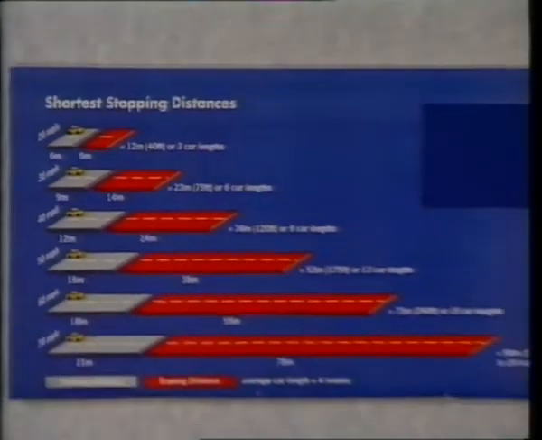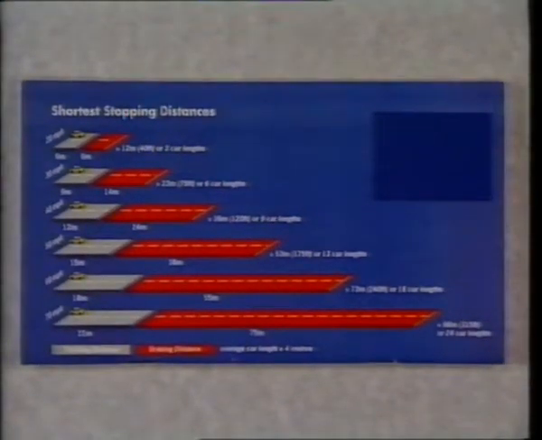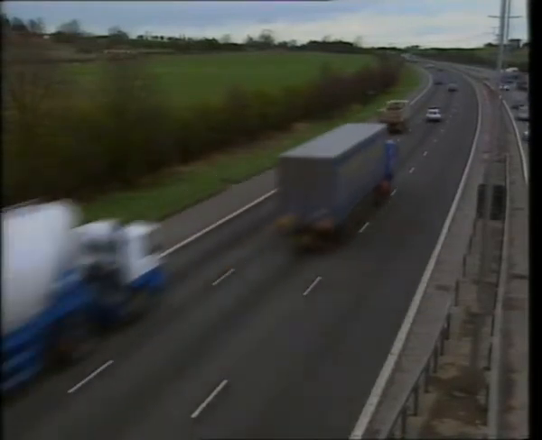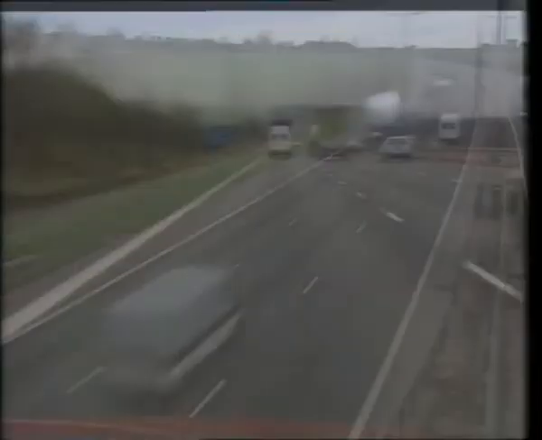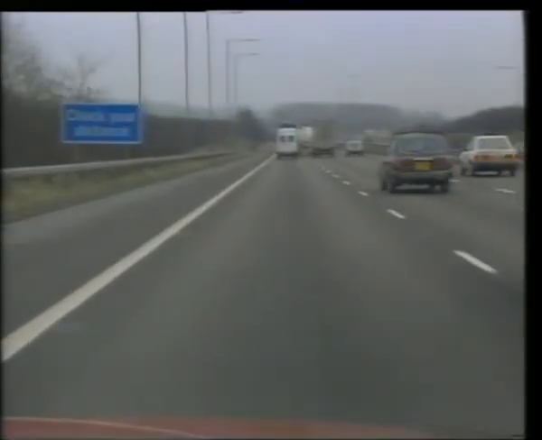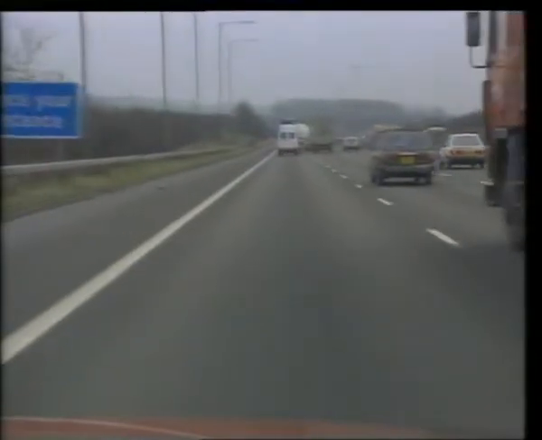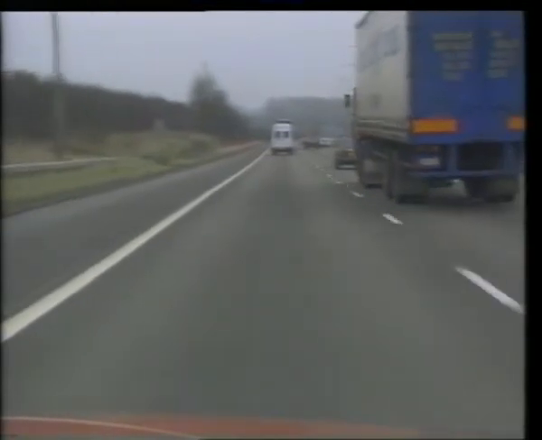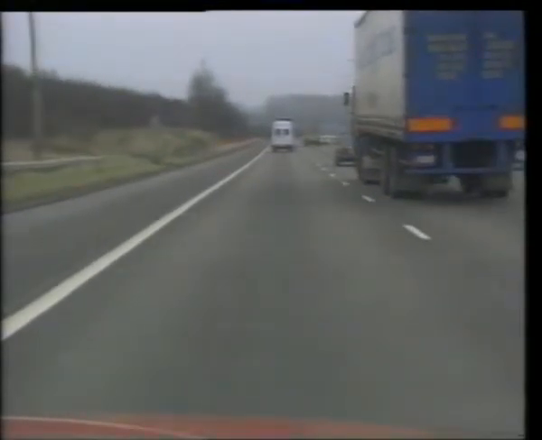One reason is that it's far from easy to judge distances on the road, even if you are aware of the advice in the highway code. At this speed, the highway code advises 96 meters. If you started braking at the sign, where would you come to rest? Here? Here? Or here? Watch. Actually, it's to here.